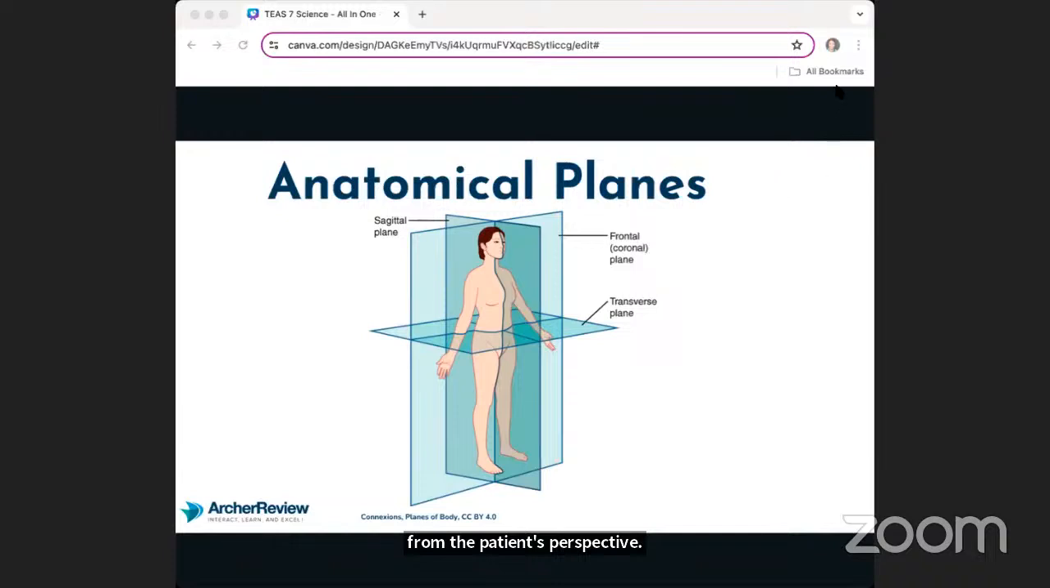Anatomical planes are ways to divide up portions of the human body. Notice how the frontal plane divides the front half of the patient from the back half. The sagittal plane separates in a vertical direction, so it will separate the patient's right half from the left half. And finally, the transverse plane will separate the upper half from the lower half.